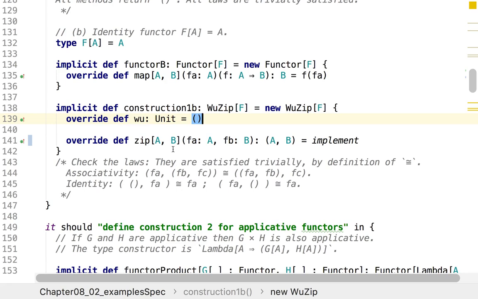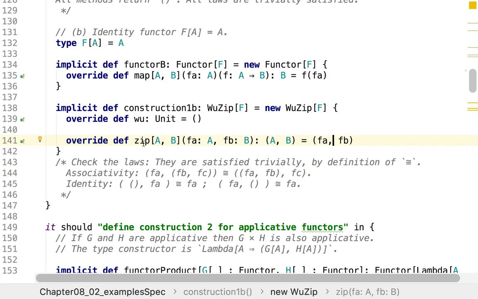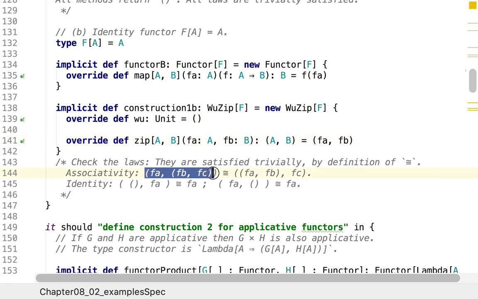Let's check the laws. Now, the associativity law says that this combination, well, let's undo my changes to see what the code is, since we need to know. The zip of A and the result of the zip of FB and FC is just that, and the zip in the other order is this. So we need to show that these are equivalent.